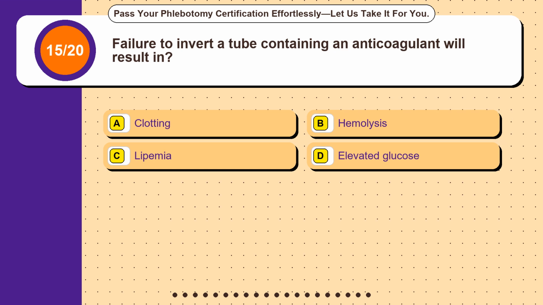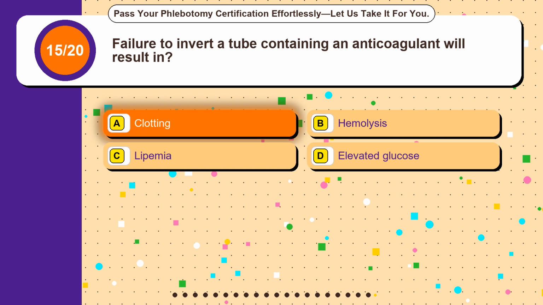Question 15. Failure to invert a tube containing an anticoagulant will result in: option A, clotting. Option B, hemolysis. Option C, lipemia. Option D, elevated glucose. The correct answer is option A, clotting.